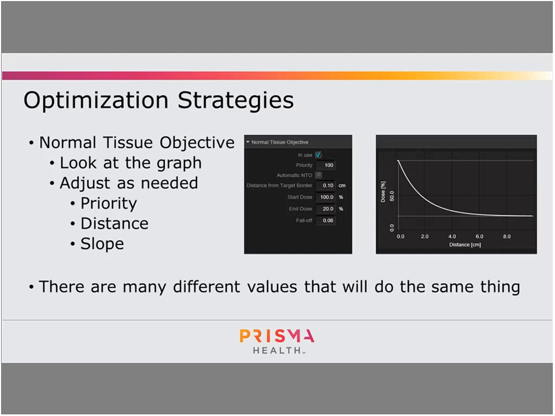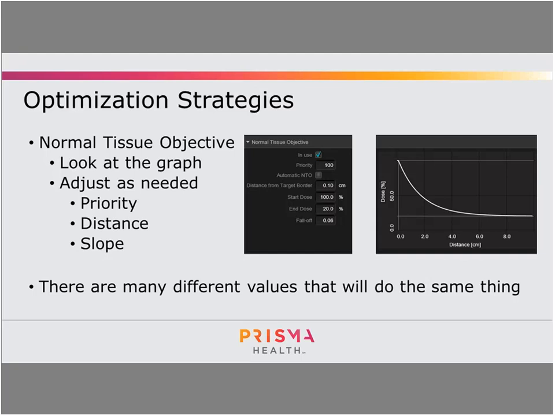The start dose is going to be what it wants the dose to start falling off from. So if you say 100% to 20%, it's going to look and say, at whatever distance I am from the target, I need to get the dose down to 100%. And then the end dose, it's going to try to keep it down to that level. But there's a little bit of a distance feature there that comes from the fall-off. And the fall-off is effectively the slope of that line.